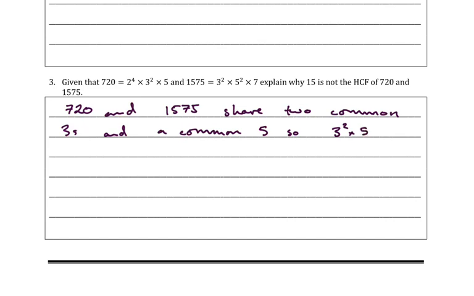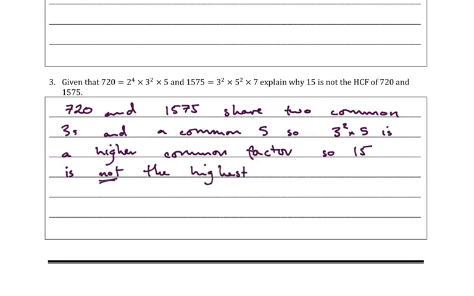So 3 squared times 5, or 3 times 3 times 5, which is 45, is a higher common factor than 15. So we found a common factor which is higher. In fact, 45 is the highest common factor. So this means that 15 is not the highest common factor because I just found a higher one, 45.